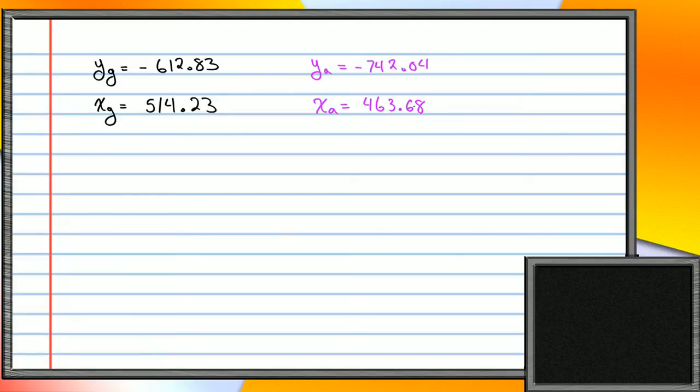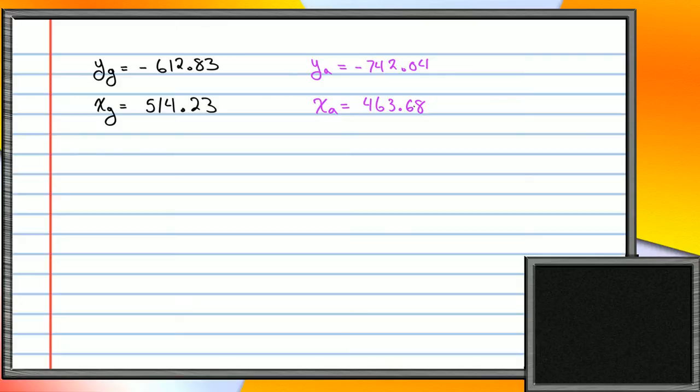So now we've got two sets of components. We've got the y of our ground speed, so negative 612.83, and the x of our ground speed, which is 518.23. And we've got the y of our airspeed, which is negative 742.04, and the x of our airspeed, 463.6. Okay.